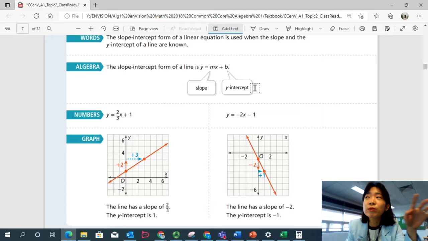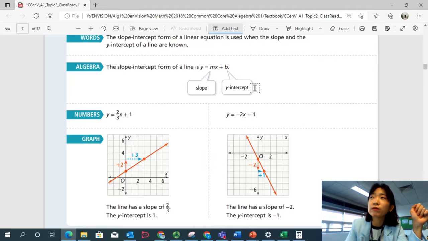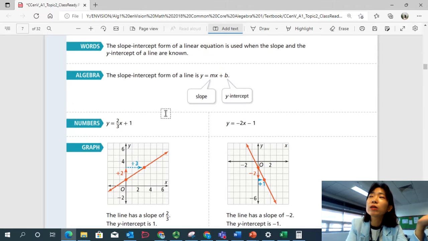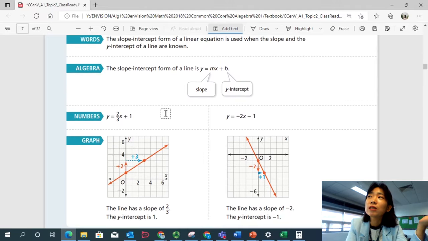So if you don't have enough information, that might be a hint to use another form of the equation of the line. But once you know the equation of the line, you can easily figure out what the slope is and what the y-intercept is by just looking at the equation. For example, this graph has a slope of 2 over 3. Make sure you always put the change of y values in the numerator and the change of x values in the denominator. So 2 over 3 is your slope.